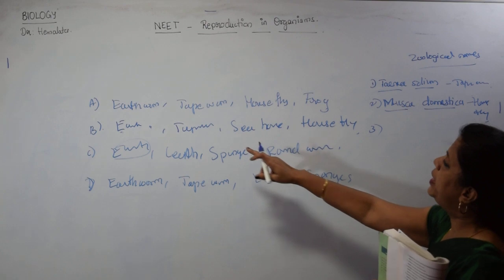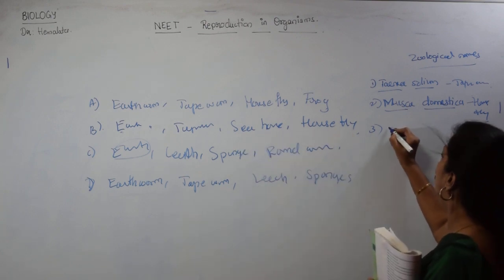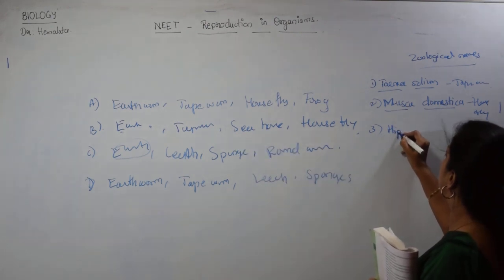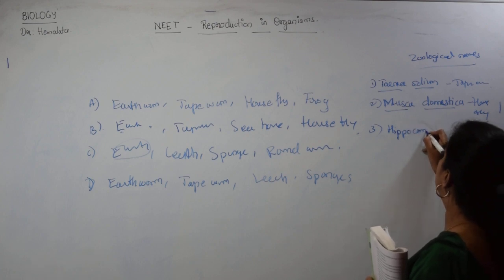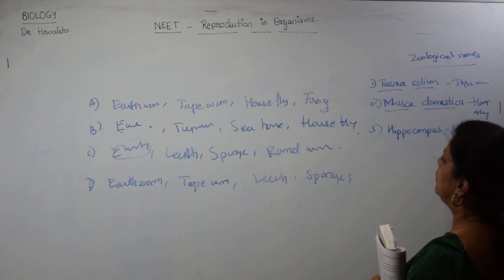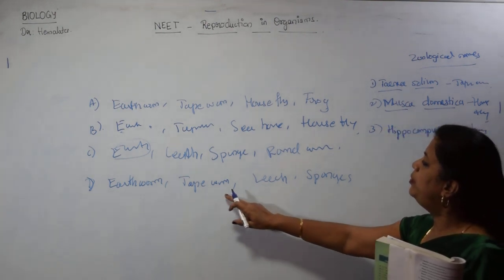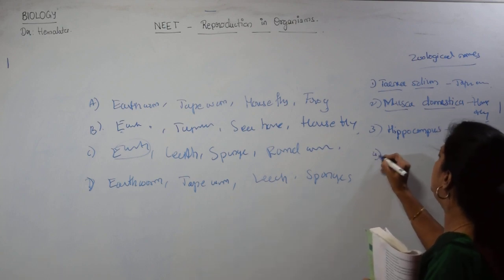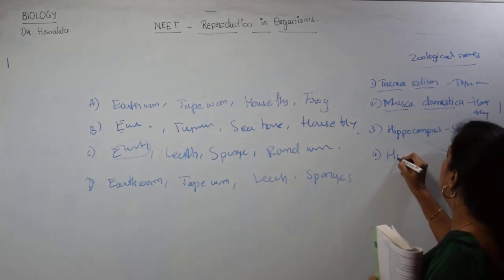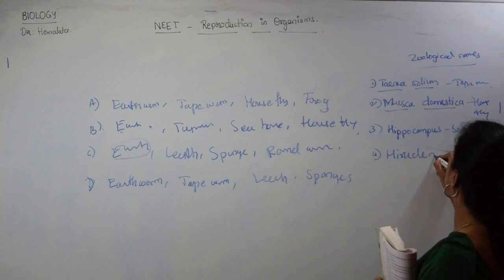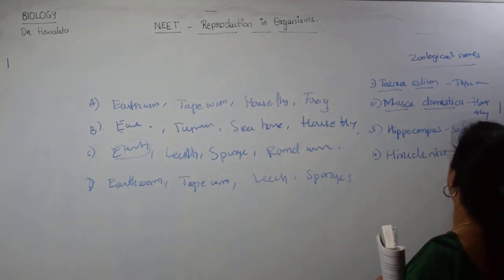Then comes earthworm again, tapeworm, seahorse. Seahorse is called Hippocampus. Then housefly again, Musca domestica, right? Earthworm, tapeworm, leech. Let me give you the name of leech. Leech is called Hirudinea. It's nothing but leech. Right?